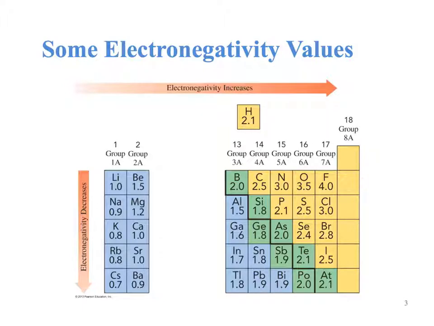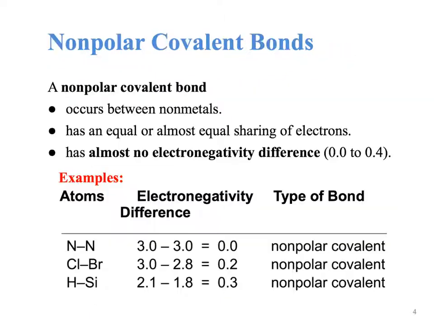As we see here, this is the trend of the electronegativity in the periodic table. The most electronegative element is fluorine. As we see, it increases in this direction and it also increases in this direction. So if two atoms have, depending on the difference in electronegativity between the atoms, we will have different types of bonds. So we need to define the types of bonds.